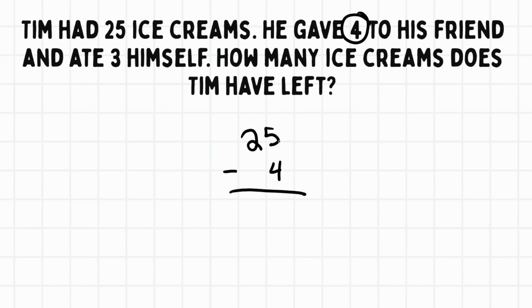So 25 minus 4, we start with the ones column. 5 minus 4 is 1. And this 2 we can bring all the way down to here. So now we have 21 ice creams left.